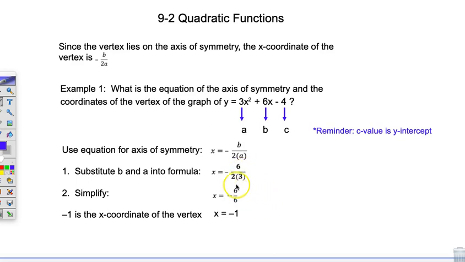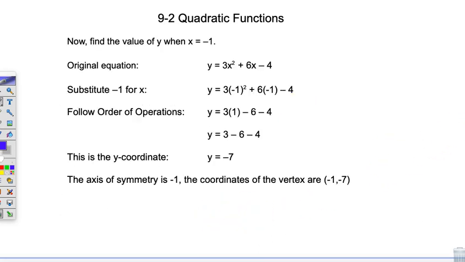That 6 stays there. 2 times 3 is 6. Negative 6 divided by 6 is negative 1. So we've quickly found that x value, which also happens to represent the x-coordinate of the vertex. So how do we find the y value? Well, we're going to do that by taking that x value and substituting it back into the original equation.